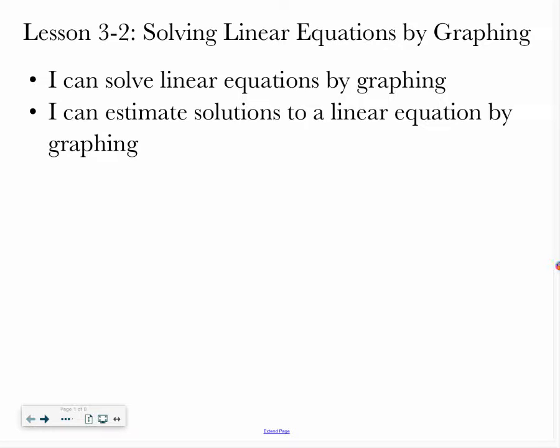Hello class, welcome to lesson 3.2, which is all about solving linear equations by graphing. By the end of this lesson, you should be able to solve linear equations by graphing and estimate solutions to a linear equation by graphing.